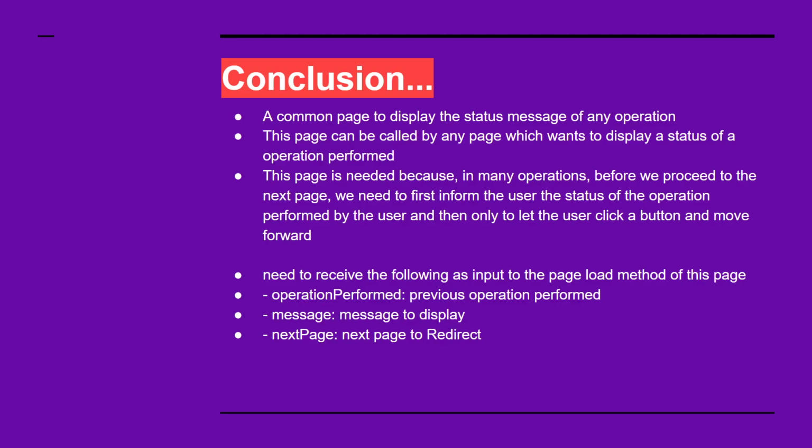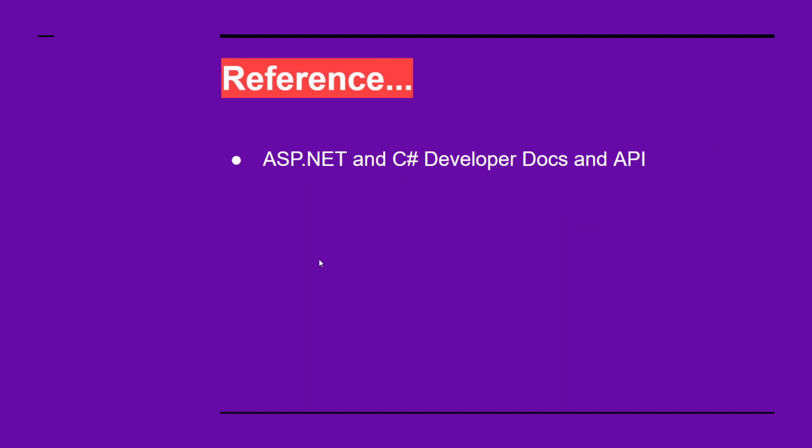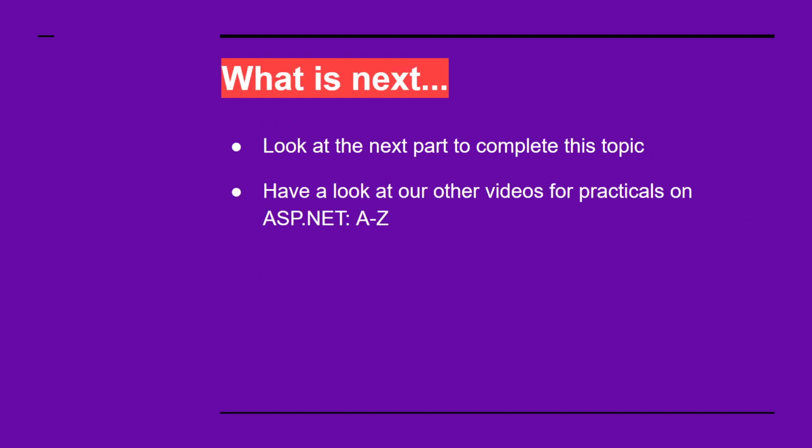Okay, so we did the practical demonstration. The conclusion is you learned about creating the common page, and it can be used by multiple operations. We use these references for this lecture, and make sure to look at the next lessons to complete this, because it's a complete project, and from A to Z we are developing it according to industrial standards. So in order to see how industrial developers would do things, make sure to look at the next lesson and continue this project.